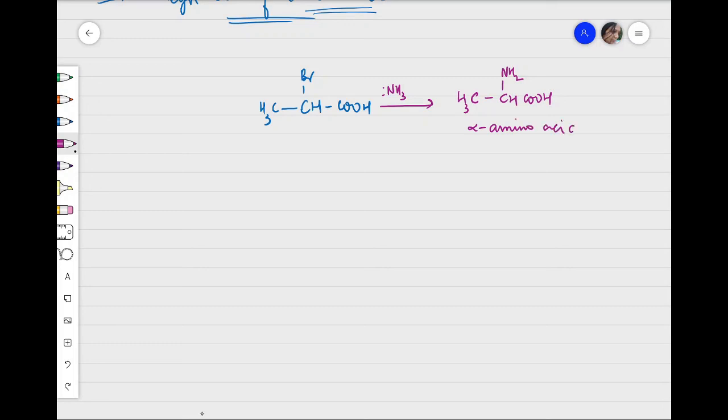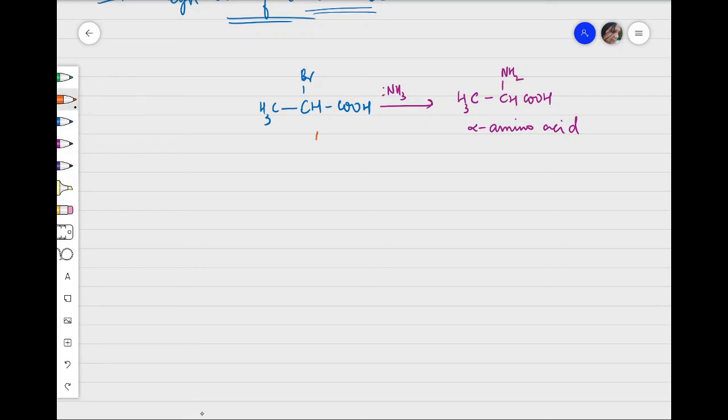Okay, so for example, I have the alpha bromo propionic acid എനിക്ക് ഉണ്ടെന്ന് വിചാരിക്കും. Okay, now it can undergo substitution with ammonia, substitution നടക്കുന്നത് നമ്മുടെ ബ്രോമിൻ ഇതിലല്ലേ. Bromine will be the one that will be substituted, and I am going to get, see, alpha amino acid കിട്ടി. Okay, so this is one set.